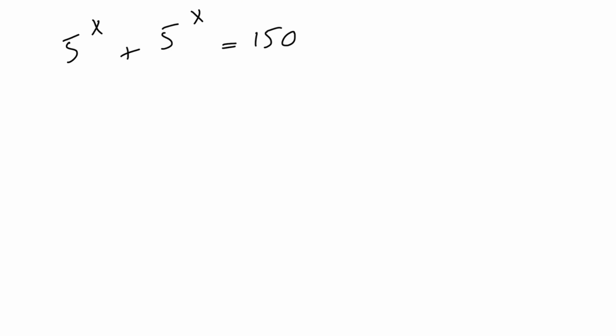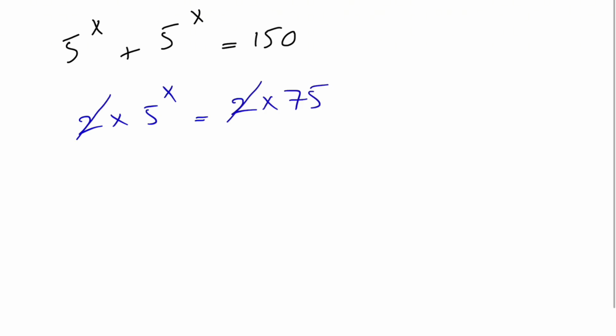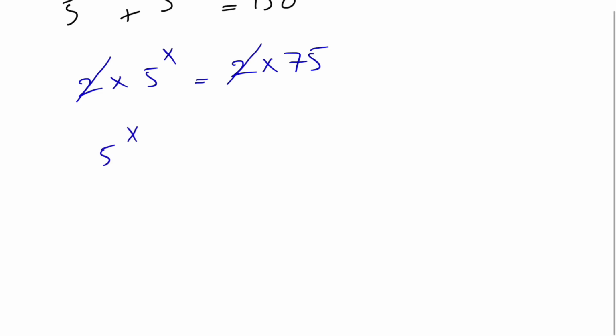Okay, welcome back guys. We have another question in today's video, and we have 5 to the x plus 5 to the x is equal to 150, and we need to figure out the value of x. So on the left side we have 2 times 5 to the x, and this will be equal to 150, which is 2 times 75, and we can cancel out the 2 on each side, and we will have 5 to the x is equal to 75.